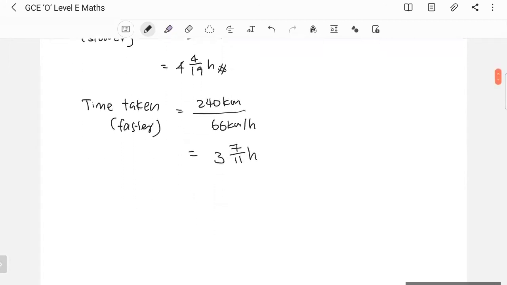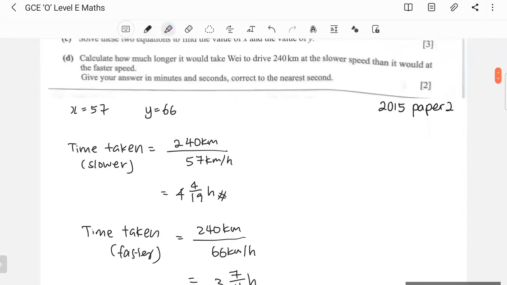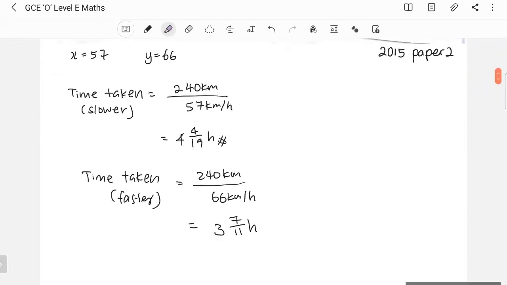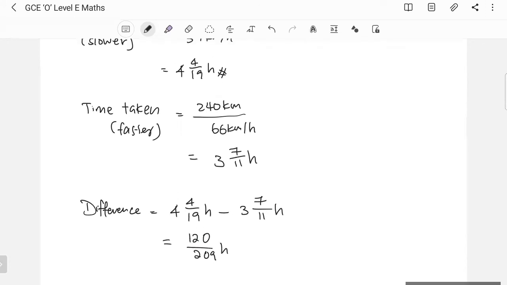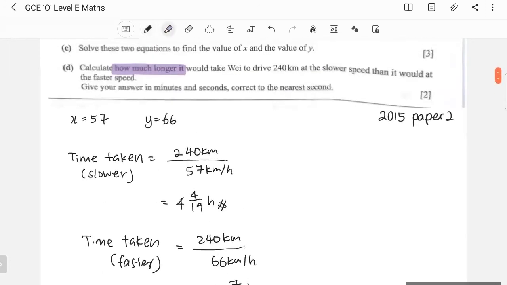So what are they asking us? They're asking how much longer, meaning I want to calculate the difference. So I just take the difference between the two durations. The difference will be 4 over 19 hours, I subtract 3 7 over 11 hours, giving me 120 over 209 hours. They want it given in minutes and seconds, correct to the nearest second.